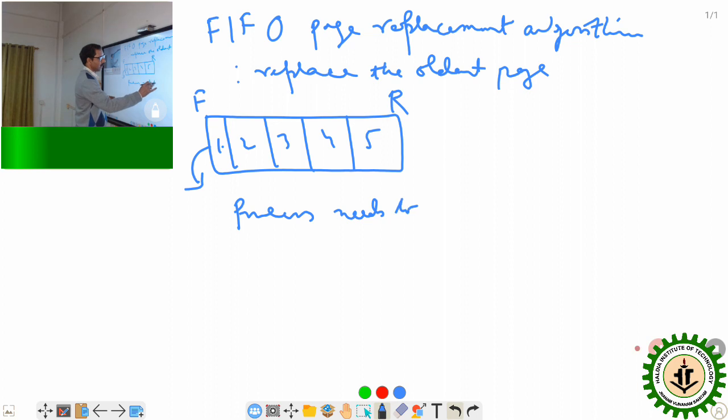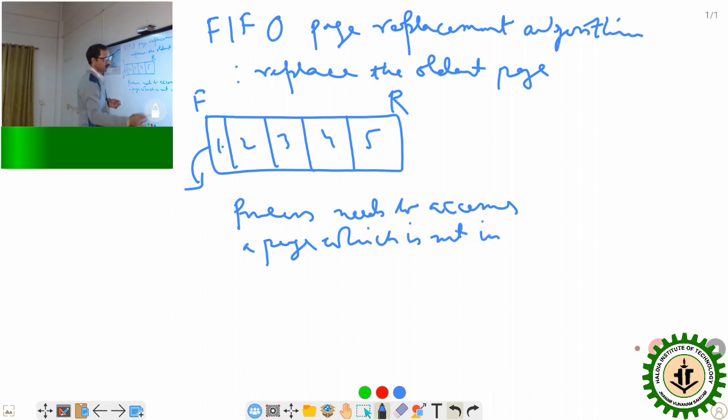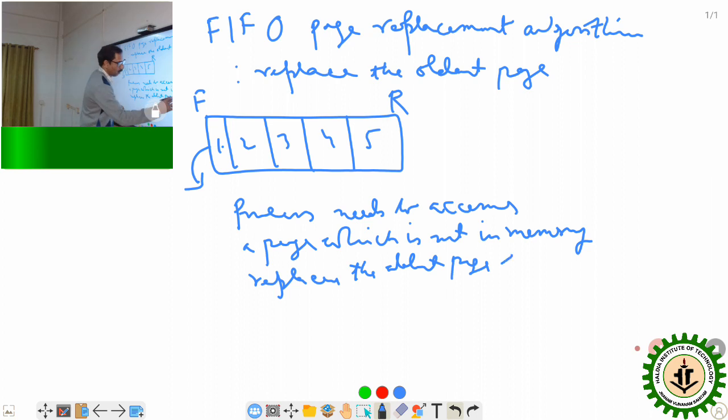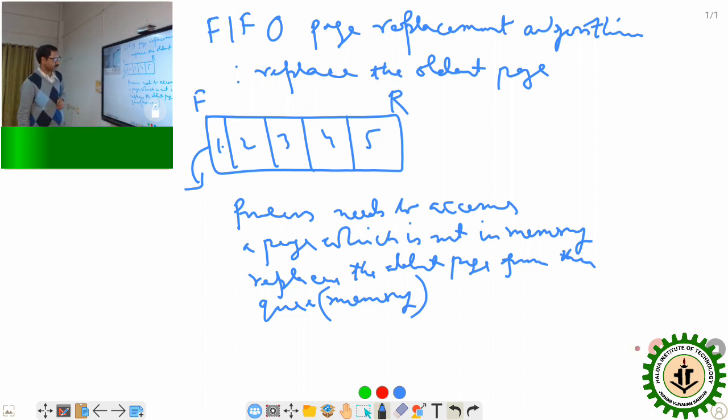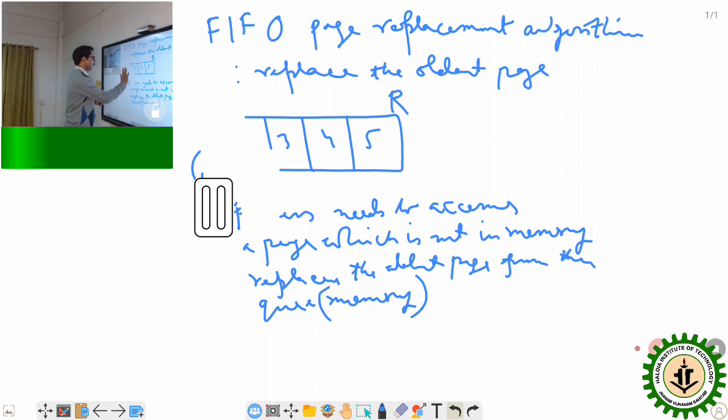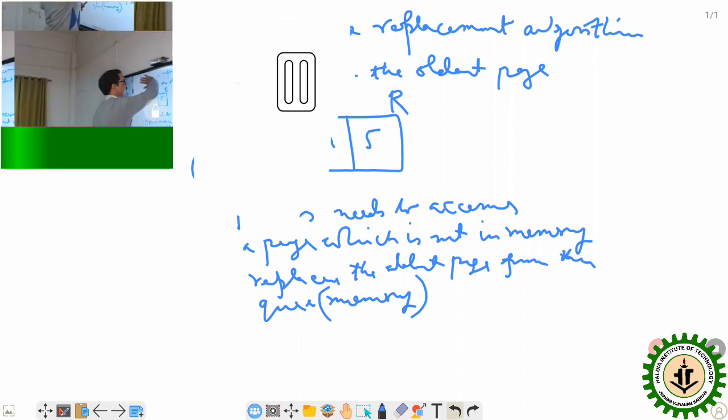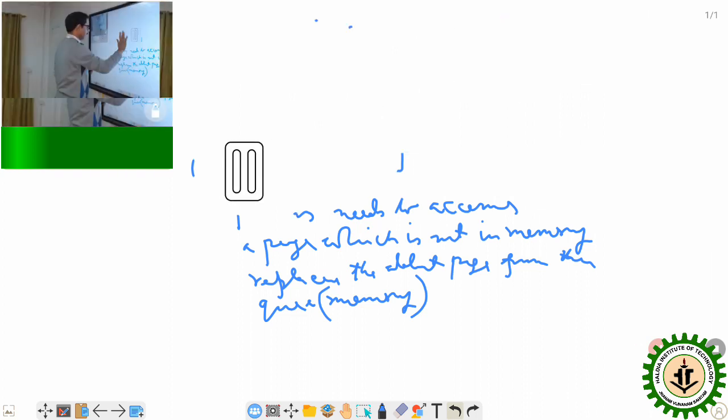When a process needs to access a page which is not in memory, replace the oldest page from the queue, that is, from memory. Let us consider an example to illustrate this concept of the first in first out page replacement algorithm.